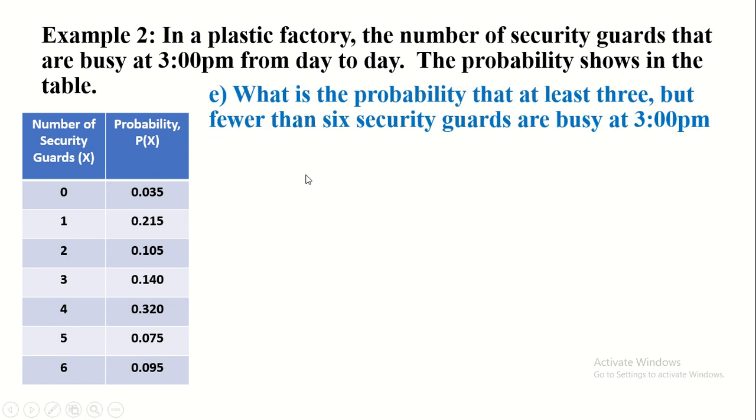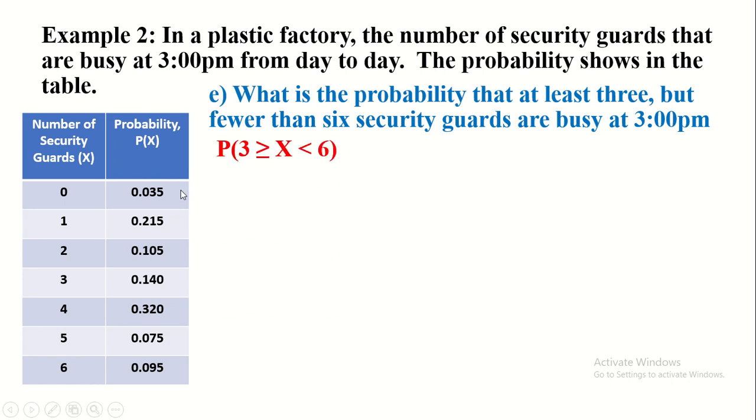Letter E. What is the probability that at least 3 but fewer than 6 security guards are busy at 3 p.m.? So, dalawang ating words phrases. At least, and fewer than. So, ano nga bang ibig sabihin ng at least? At ano nga ibig sabihin ng fewer than? So, pag sinabing at least, that is greater than or equal to. Pero pag sinabing fewer than, less than symbol lang yan.